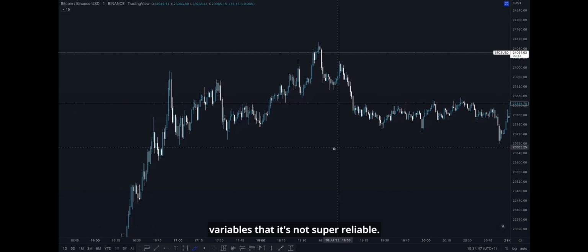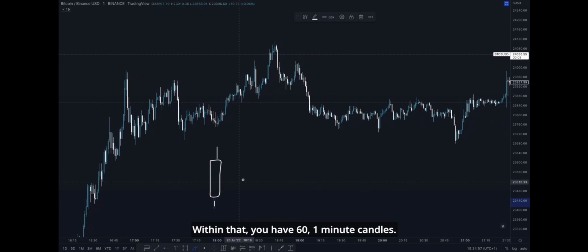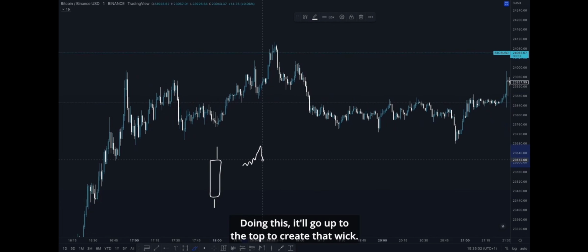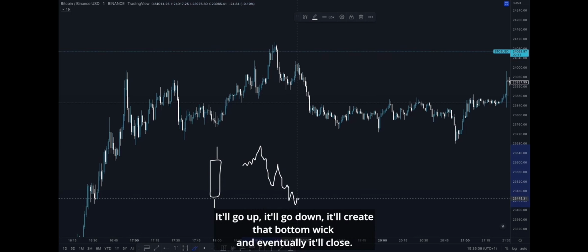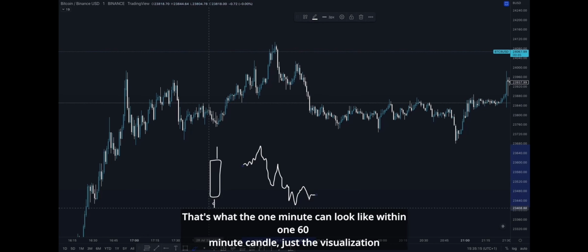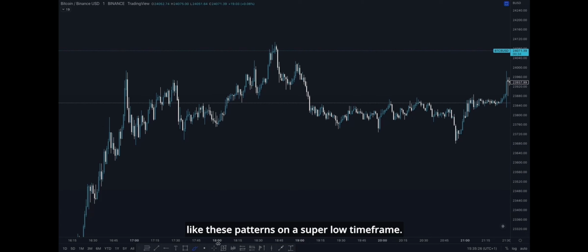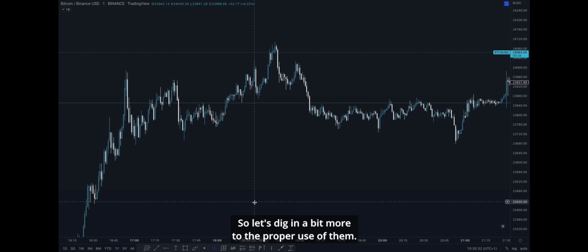not super reliable. If you imagine a 1 hour candle looks like this. Within that, you have 60 1 minute candles doing this. It'll go up to the top to create that wick. It'll go down, it'll go up, it'll go down, it'll go up, it'll go down, it'll create that bottom wick, and eventually it'll close. That's what the 1 minute can look like within one 60-minute candle. Just a visualization of why higher time frame is more important and why you shouldn't put too much stock into these patterns on a super low time frame. They are useful, of course, but they're not the be-all and end-all. So let's dig in a bit more to the proper use of them.